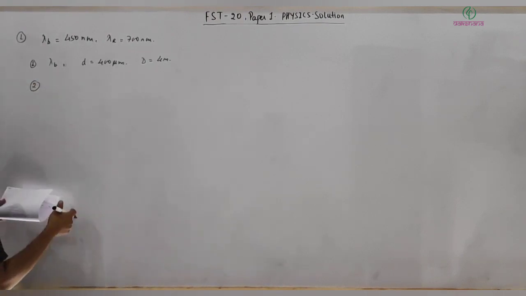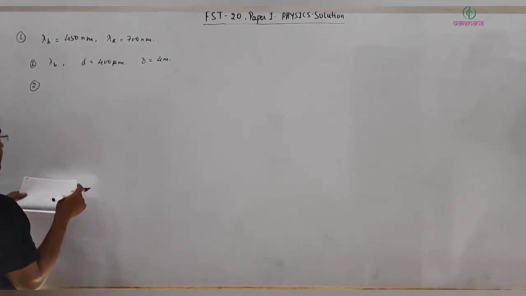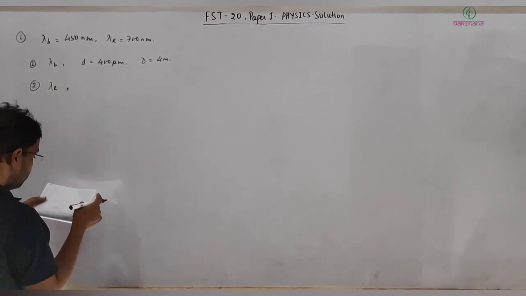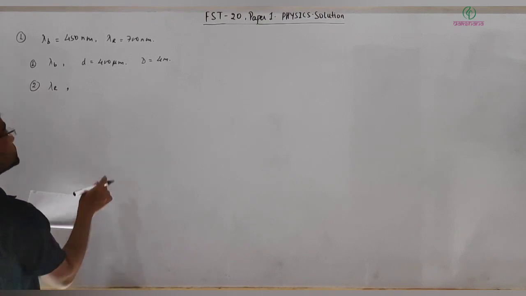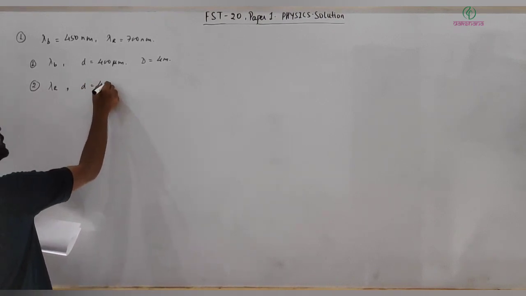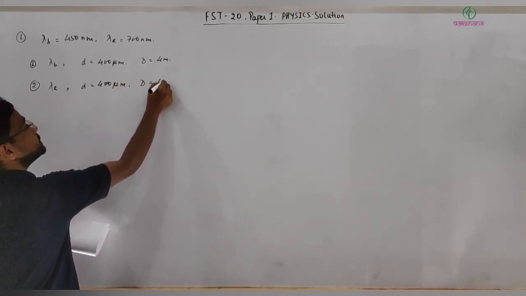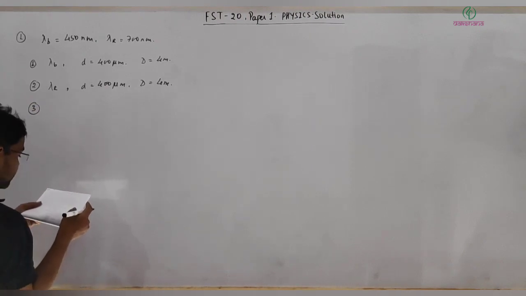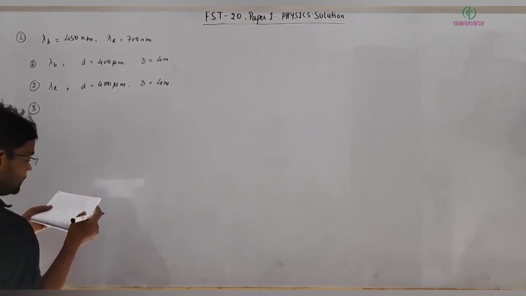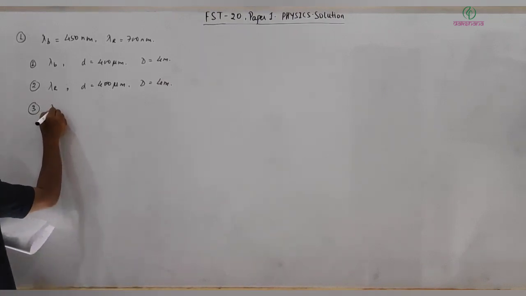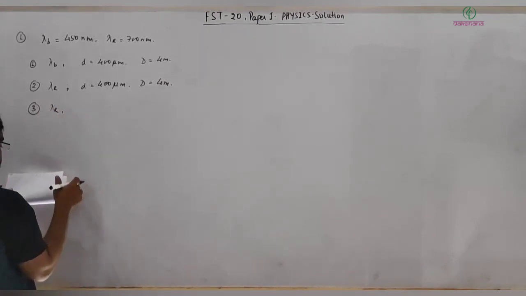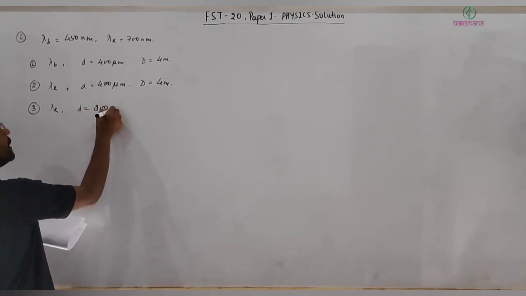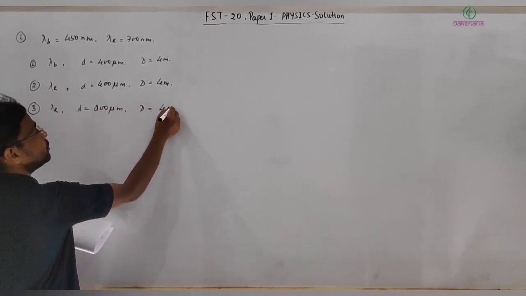Trial 2, the setup looks like this. In the second trial, red light is used and passes through the same slits and falls on the same screen. So small d is also the same, 400 micrometer, and capital D is 4 meter. The third trial is performed with red light on the same screen but with different slits. Here small d is 800 micrometer, but capital D is 4 meter, the same.